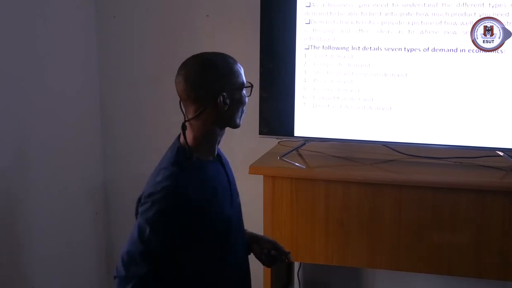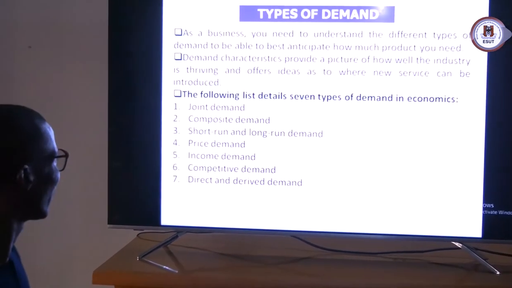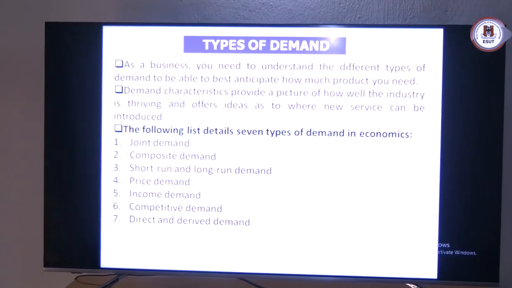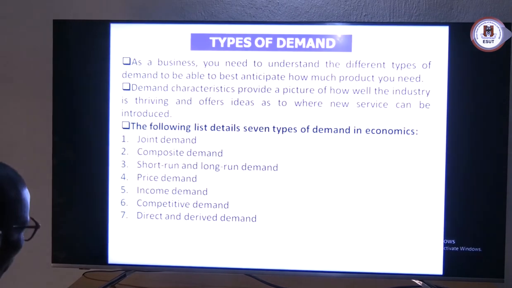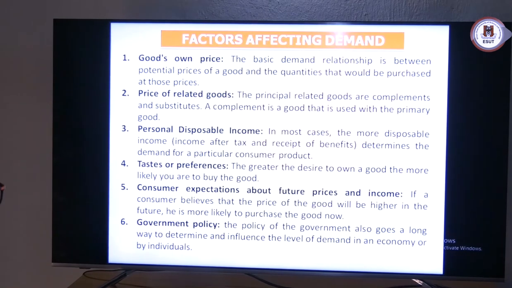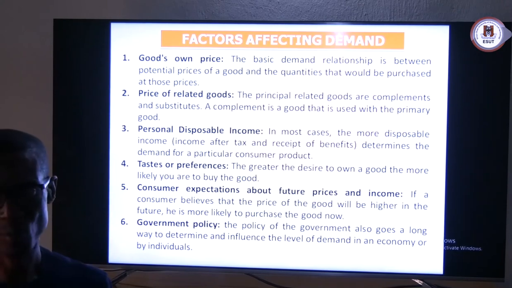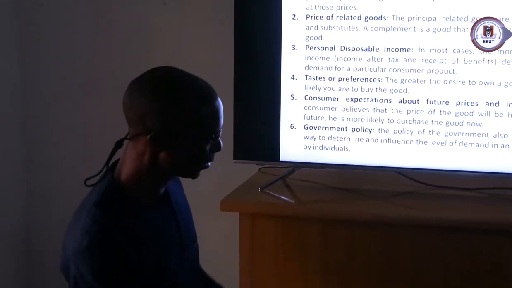We move straight to types of demand. We have different types of demand in economics, but we mention a few. We have joint demand, composite demand, short and long run demand, price demand, income demand, and so on and so forth. We have direct demand, and we have derived demand in economics.